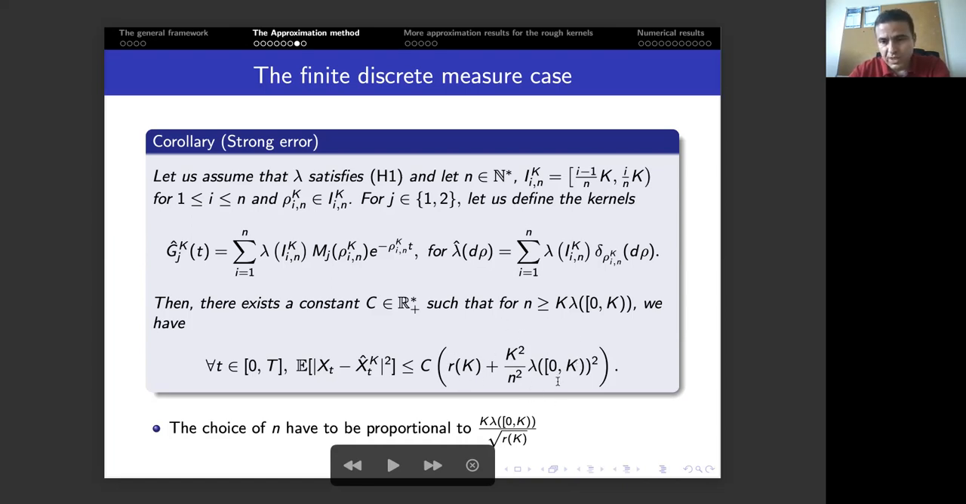So clearly here a first result is that we have to choose r of k and this second constant to be, of course, proportional. So we have to choose n here to be proportional to k times the measure of the interval 0k divided by square root of r of k, so that both errors contribute in the same manner to the global error.